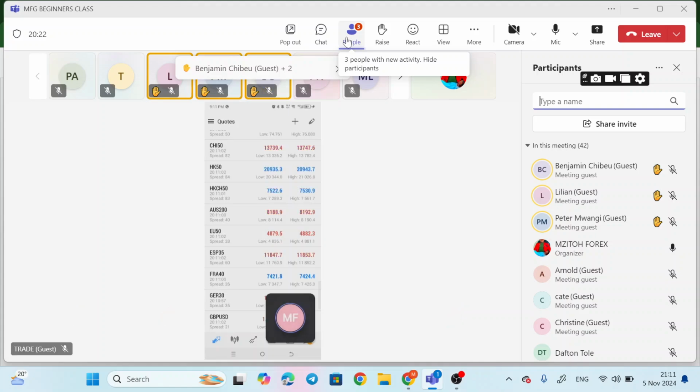So when I want to take a trade, follow keenly. When I want to take a trade, I'll just come and tap. Let's say I want to trade GBP USD. How many are seeing GBP USD down there? Confirm. Thumbs up if you are seeing GBP USD. Yes.